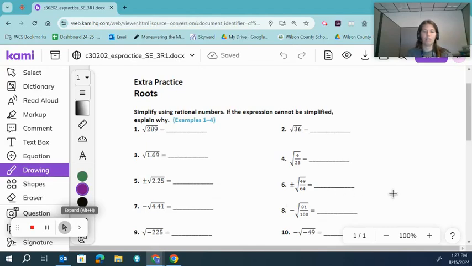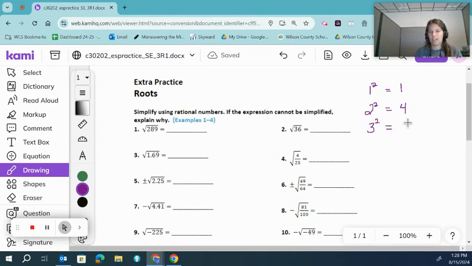Today we are talking about roots, specifically square roots and cube roots. Before we can talk about roots, we need to talk about numbers that are squared. So for instance, if we have 1 squared, this equals 1. 2 squared equals 4. 3 squared is 9. 4 squared is 16.